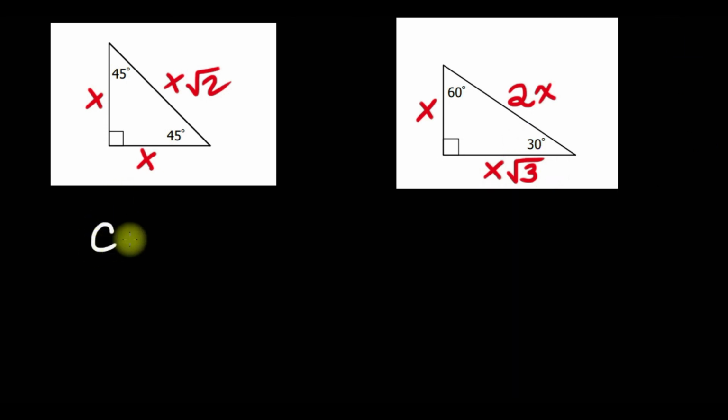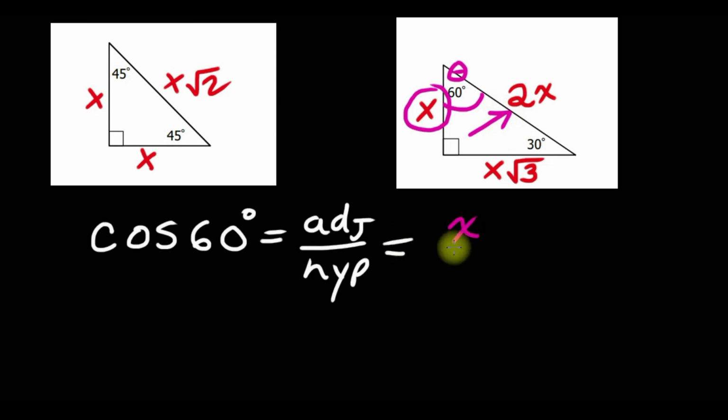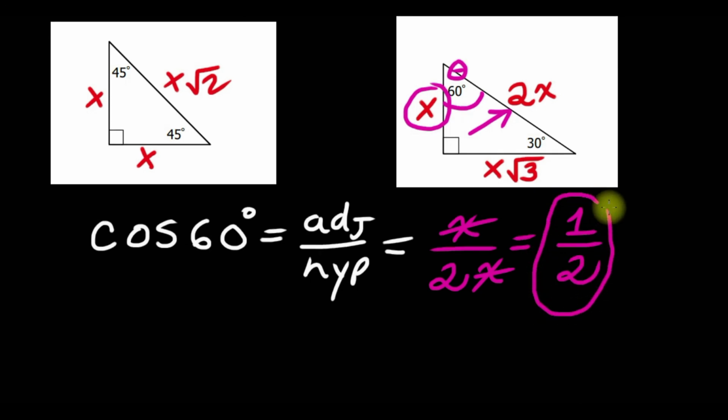Okay, so here, cosine 60 degree. Again, cosine is adjacent over hypotenuse. So 60 degree is right here. So this is theta. So that makes this the adjacent side. And then the 2x is the hypotenuse. So that's going to be x over 2x. Then you cancel the x. So you're left with 1 over 2. So cosine of 60 is 1/2.